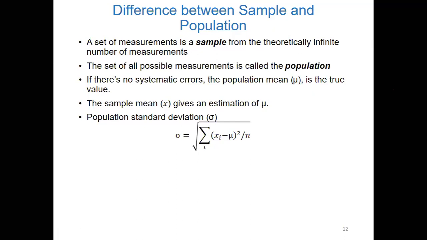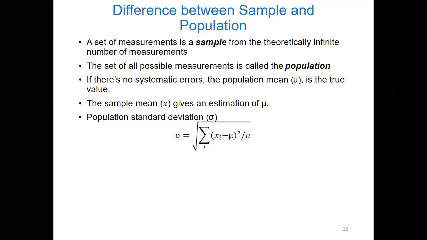Sample is a set of measurements, but the set of all possible measurements is called the population. So the population has the set of all the possible measurements. In the sample, we are taking a portion from the population, and it has only a set of measurements from that infinite number of measurements, right?